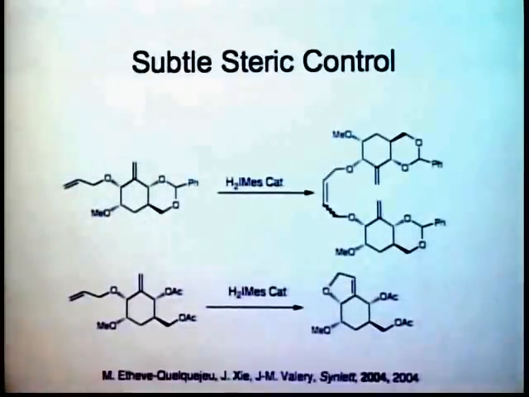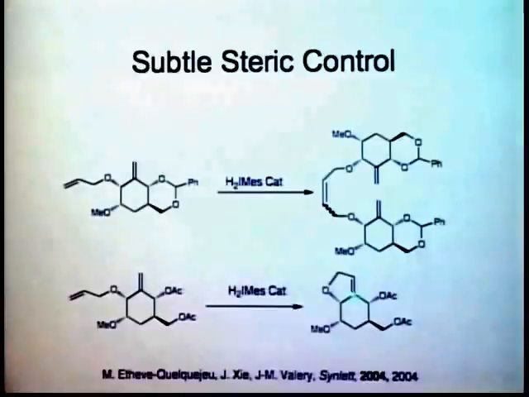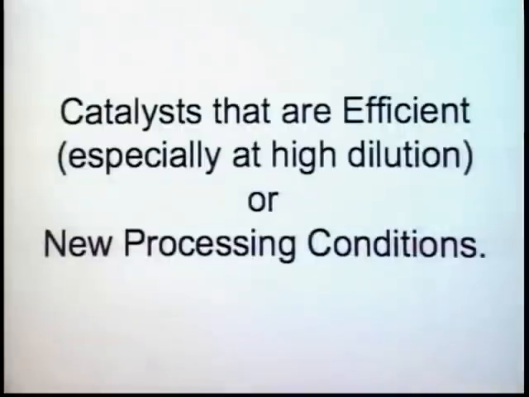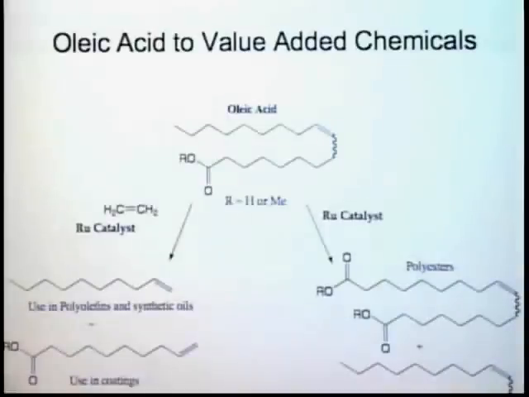The transformations are really sensitive. So the ratio of dimerization to ring closing, you see in this case, that's just a cycle. Here's just an open. This one gives all dimerization. This gives all cyclization. So it's very subtle things that make a difference in this. And so what we need are better catalysts that operate at high efficiency and high dilution.